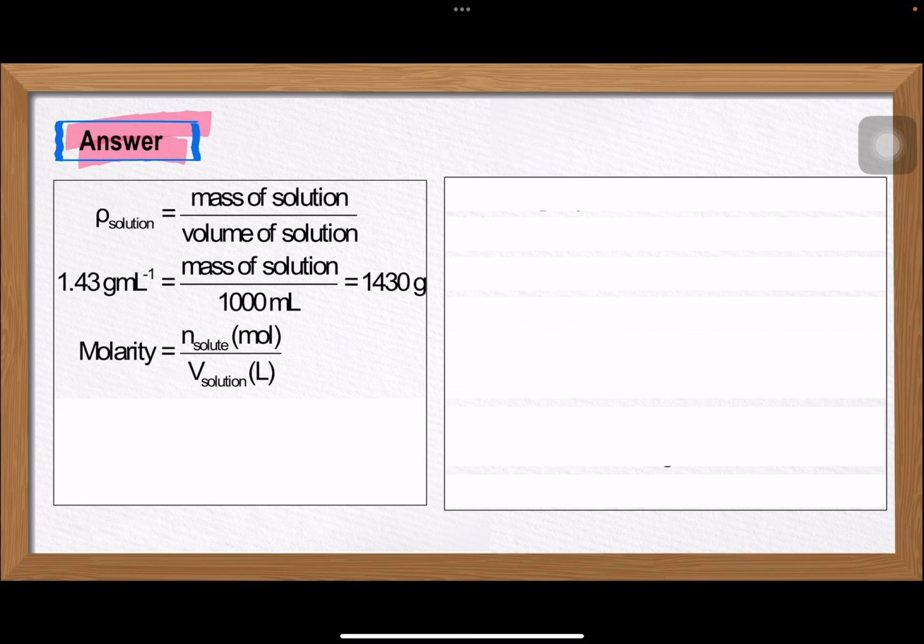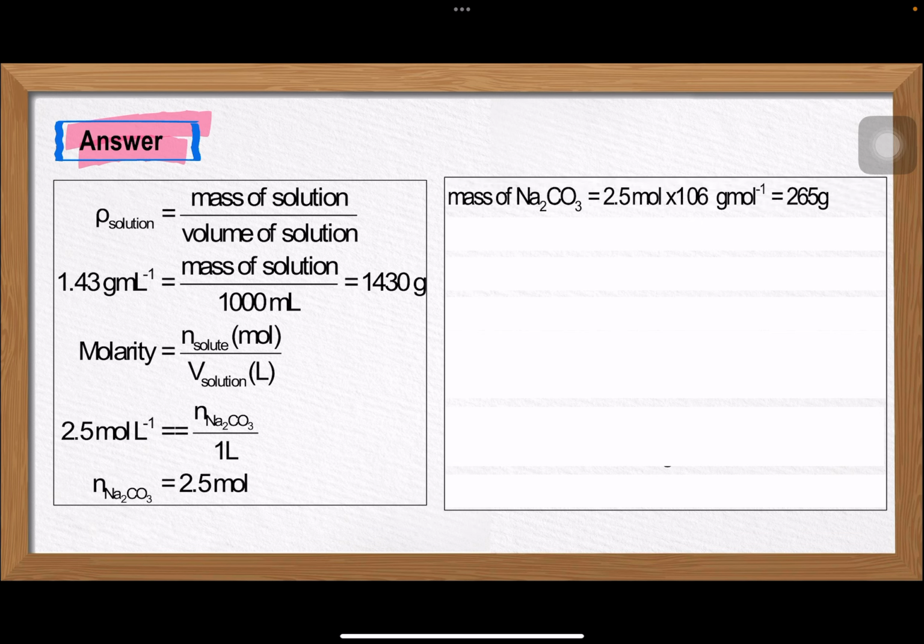So then we can identify the mass of solute. Mass of solute, change the molarity to mole and the mole to mass. Molarity change to mole, we will get 2.5 mole, and the mole change to mass, 265 gram mass. So this is mass of solute. Mass of solute, mass of solution.